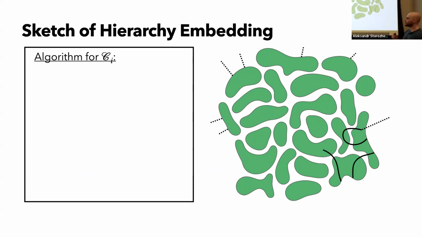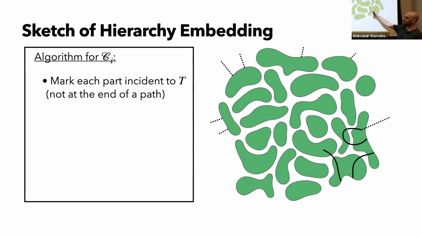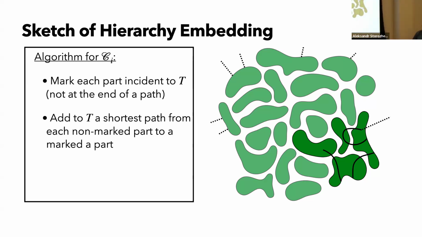Okay, and now what I'm going to do is I'm just going to look at all of the parts that are incident to edges that I've already added to my tree T. Okay, so maybe I'll mark this, and this, because these are incident to it, and maybe they're incident only at the last vertex of a path that I've added so far. I don't mark it. Okay, so it'll be like the solid edges and stuff.